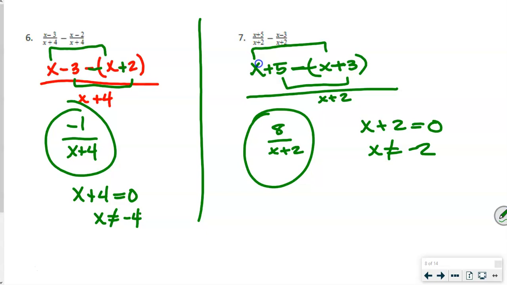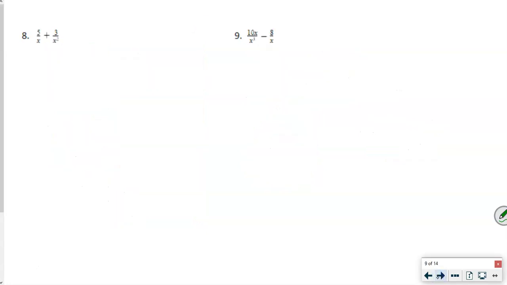There's where, again, our expression is undefined. So let's go on to our next ones. So this time we don't have a common denominator.